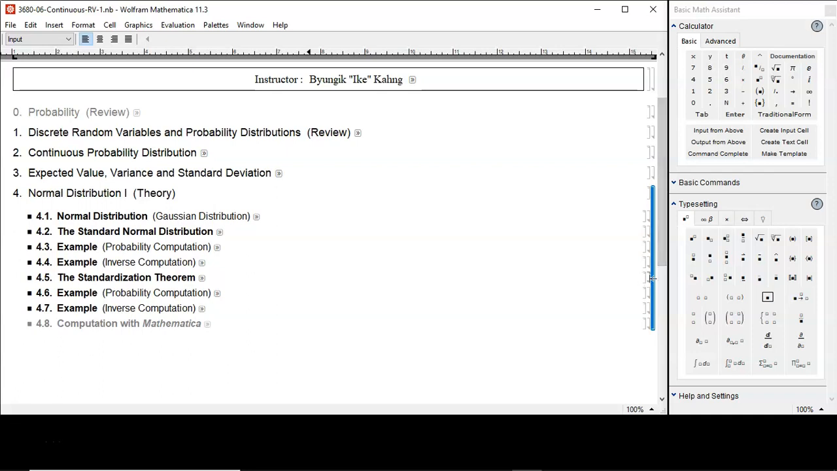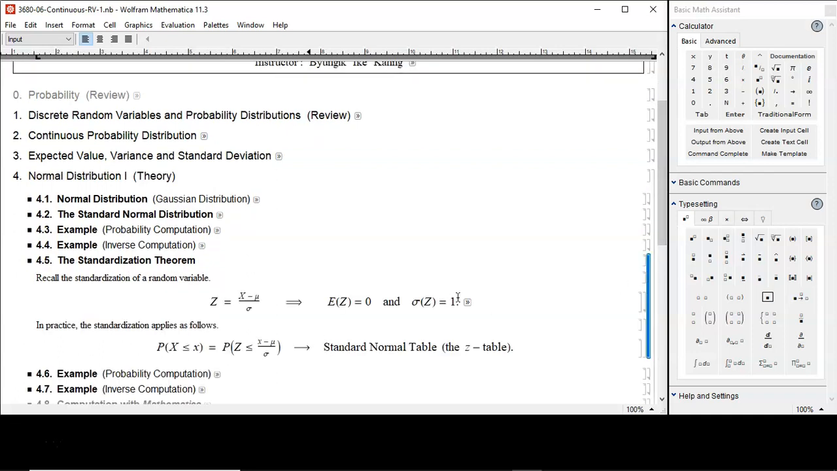We discussed the standardization theorem. If you do this computation, z equals x minus mu over sigma, then you're going to get the standard normal. Expected value is 0 and standard deviation is 1, so that we can look up the table.